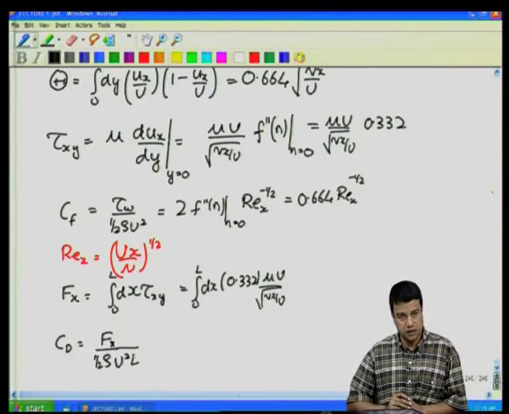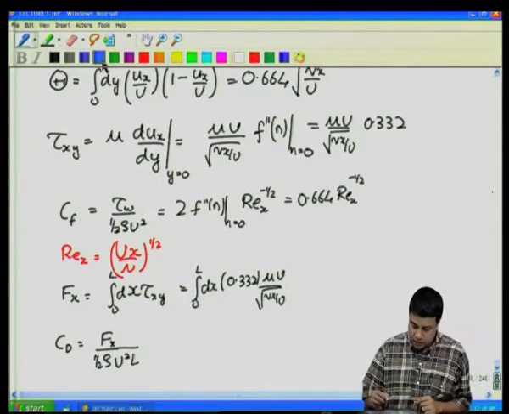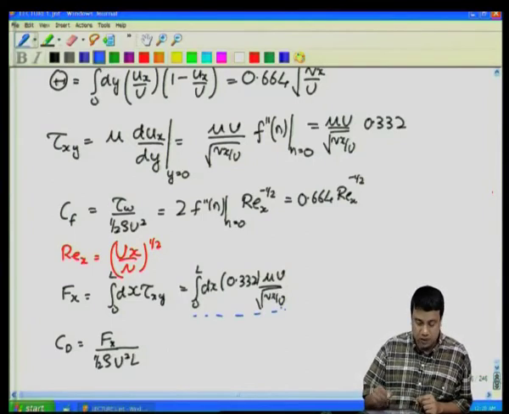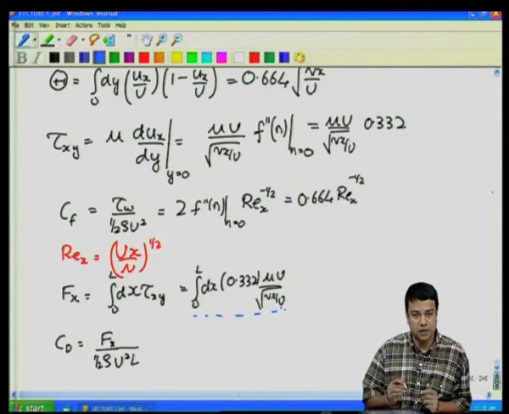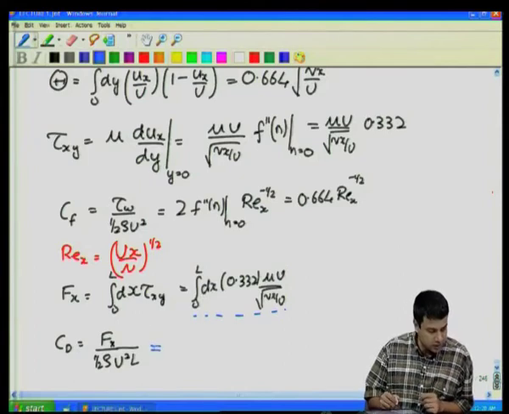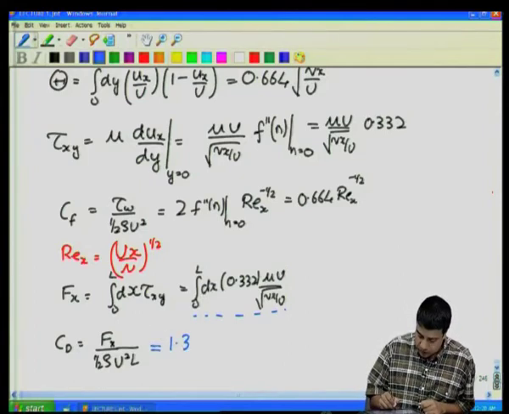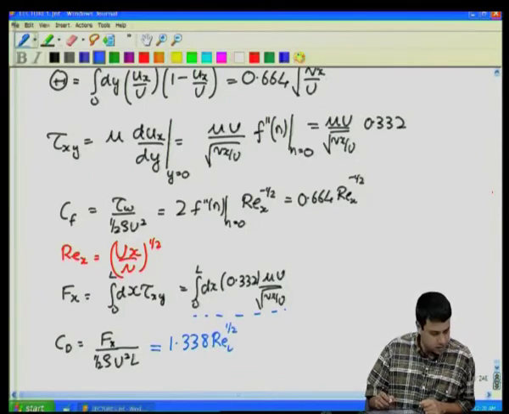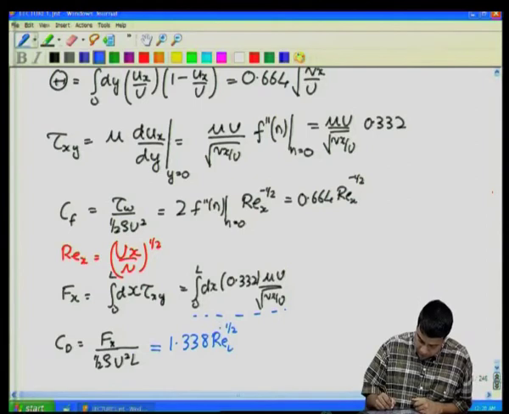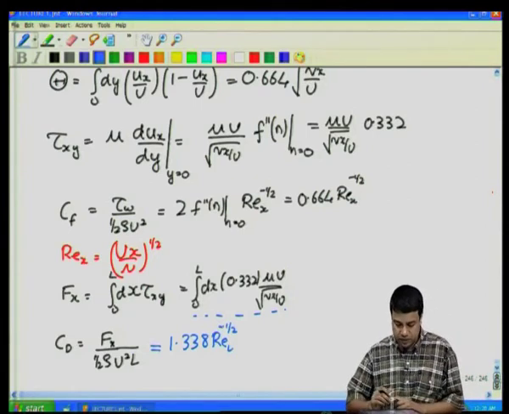And this turns out to be equal to, if you go through with this calculation, do the integration over the x coordinate, calculate the force and then divide by half rho u squared L, I leave that as an exercise for you. If you do that, you will get this is equal to 1.338 Reynolds number Re_L to the minus half.